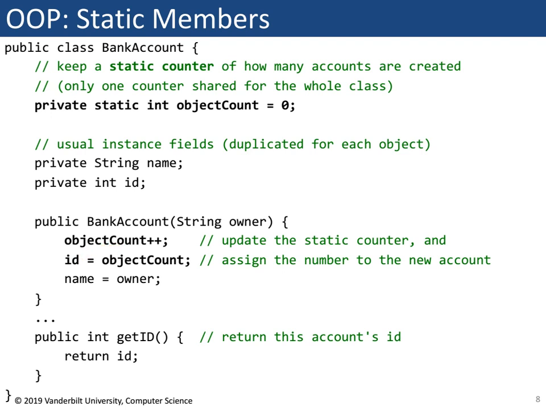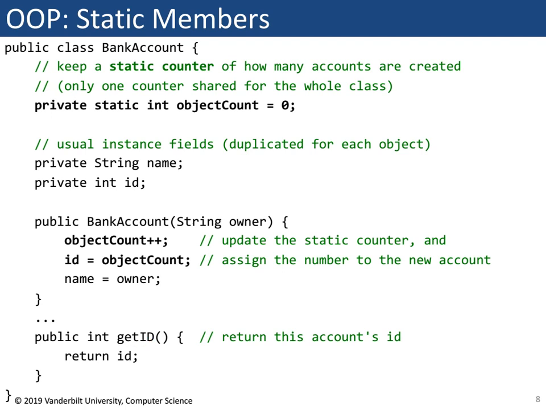So now we have a unique identifier for this bank account, and we passed one parameter to the constructor, which is the owner's name, and we'll store that in the instance variable name. Then we can access this ID using the getID method.